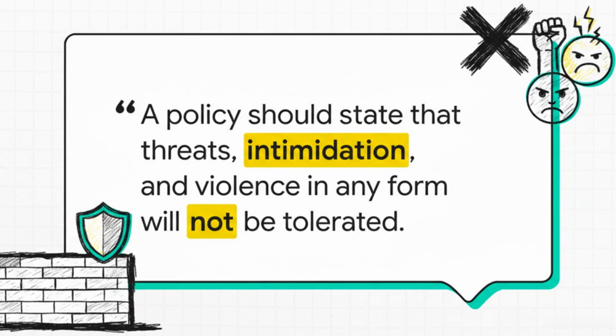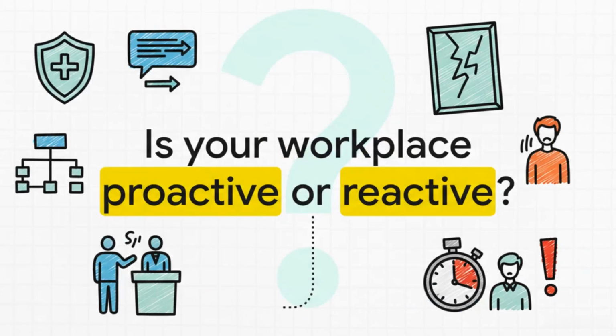This quote just nails it. The foundation has to be a policy that leaves 0 room for doubt. It needs to say loud and clear that threats, intimidation, and any form of violence will not be tolerated, period. That clarity is what gives everyone the power to act. And that really brings us to the final and most important question.